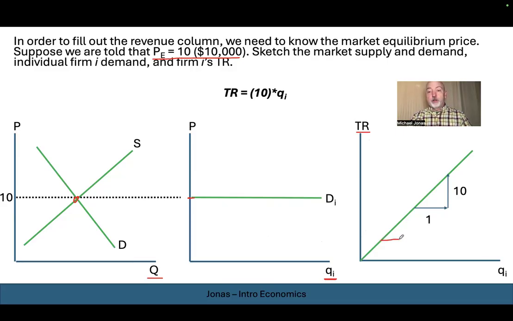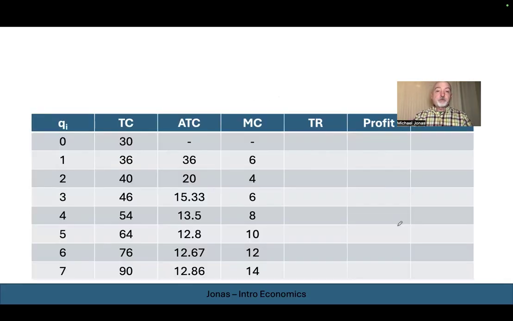Every time we sell one more unit, we're going to earn the market price in return, in this case, the $10 or the $10,000 in our example. Okay. So with that, we can now fill out the next two columns on the table, which are going to be total revenue at every level of output. And what we really want to find out is the level of profit at every level of output.